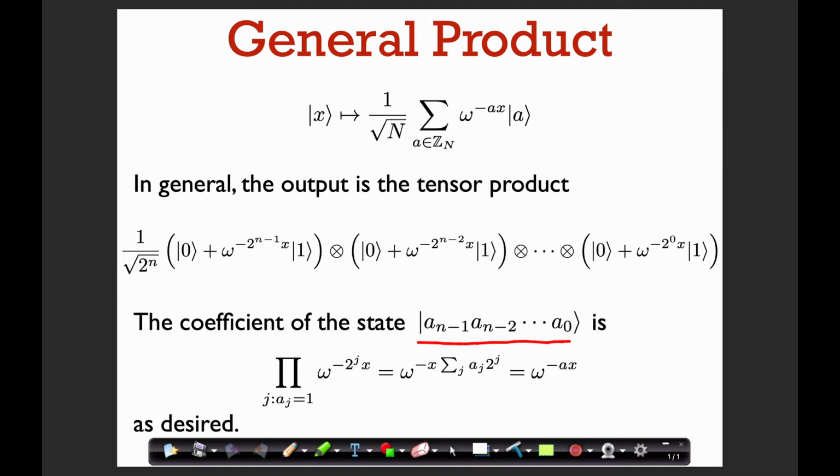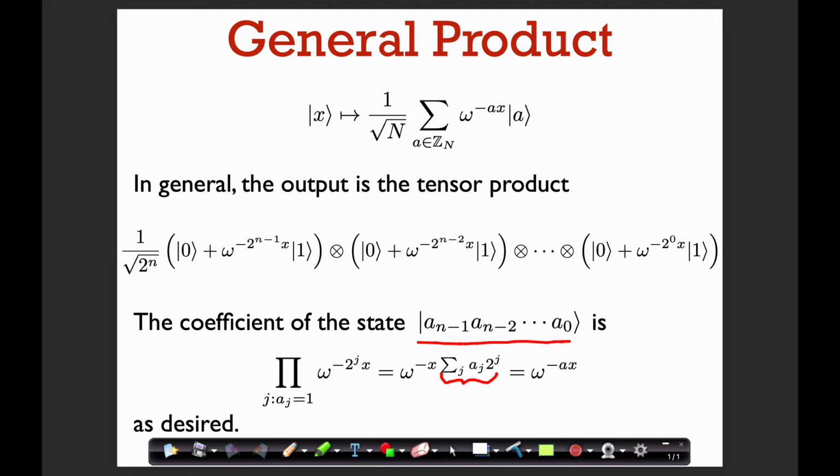And then, what coefficient are we going to get? Well, for every bit where a_j is 0, we're just going to pick up a phase of 1, so those don't really matter. And whenever a_j is 1, then we're going to pick up a phase of omega to the minus 2 to the j times x. And again, we take the product of that over all j's where a_j is 1, and that's just going to be omega to the minus x times the sum over j of a_j 2 to the j, and this here is exactly a. So we get omega to the minus a x, just as we wanted.